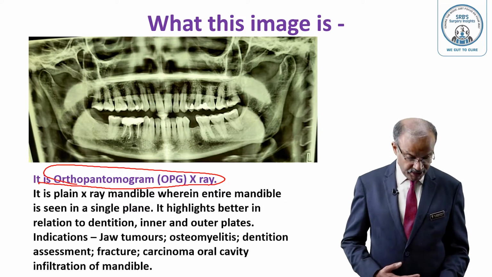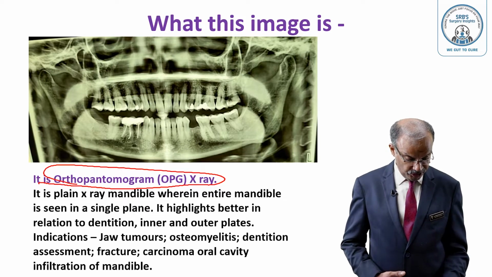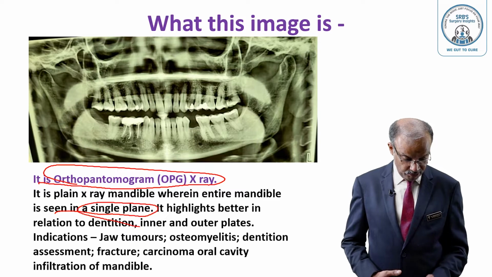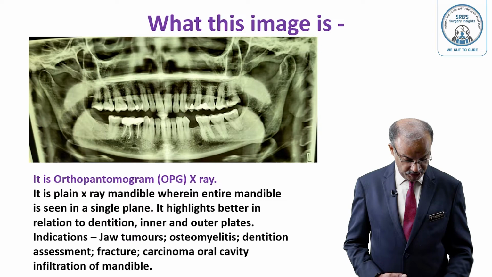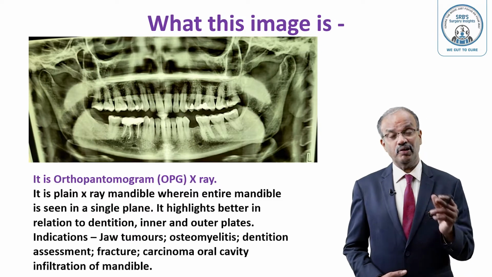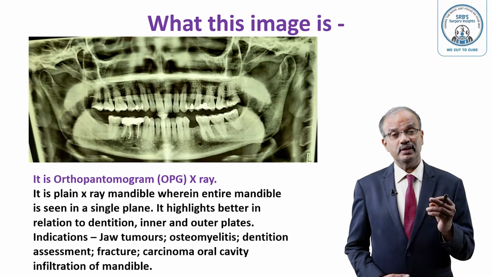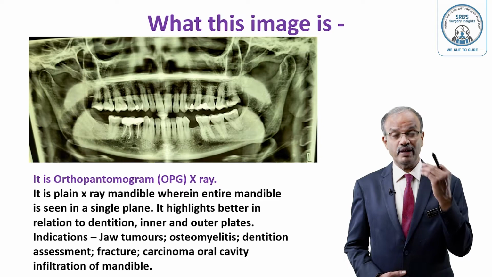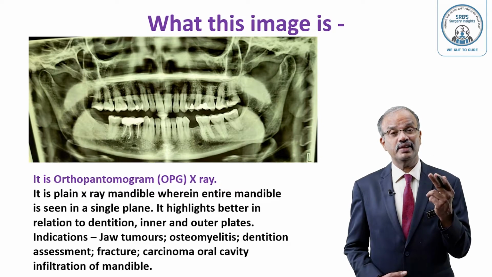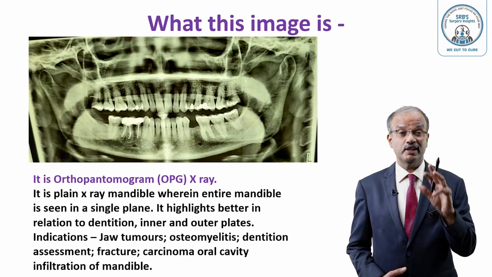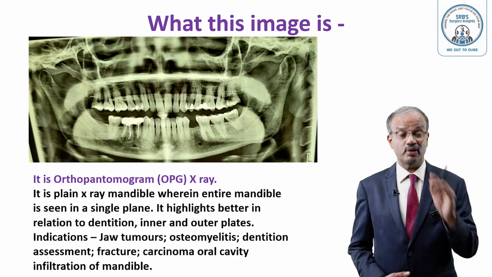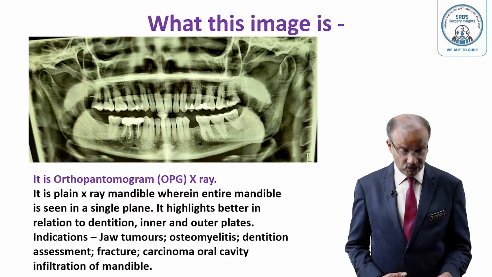What is this? The plain X-ray of the mandible, where the entire mandible is in a single plane. It's important. It highlights better in relation to dentition, inner and outer plates. The indications are jaw tumors, fracture, secondary metastatic spread from oral malignancy. Mandibular thickening can occur: tenderness, thickening, irregularity, fracture site. These are the four clinical features we look for in oral malignancy, to see whether the mandible is involved or not. So this is assessed by the orthopantomogram tool.